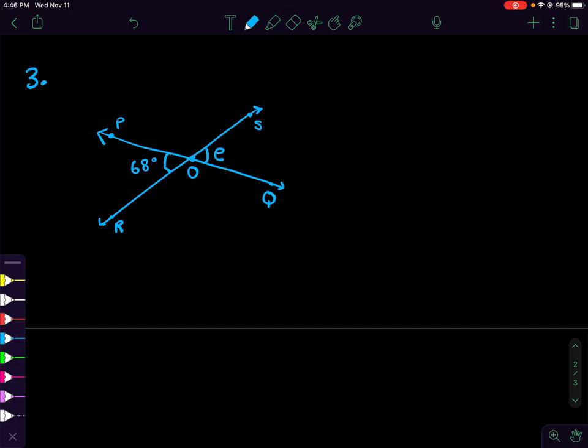And the question is saying POQ and ROS are lines. Find the unknown angle measure. Some students are asking me, okay, miss, I use the protractor to find the unknown angle. No, this is not the time to do that. You have to use the rules that we learned.